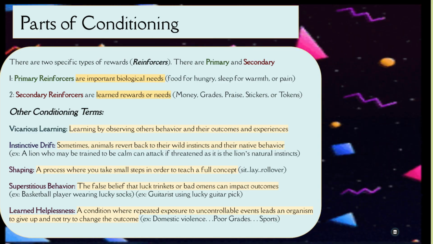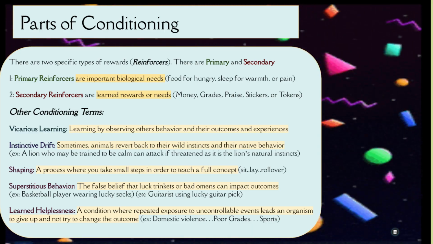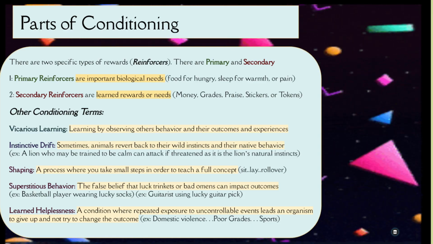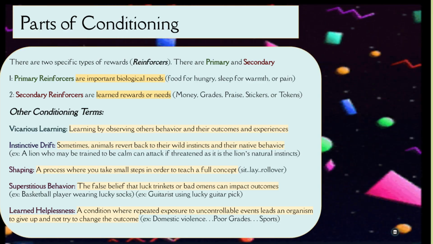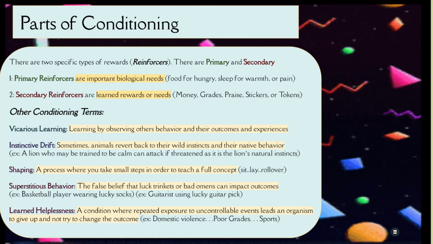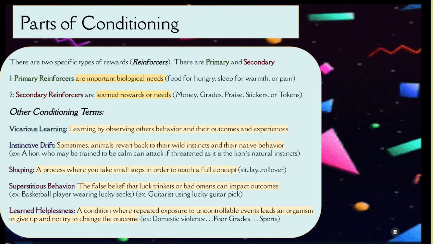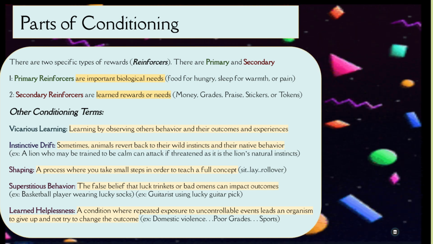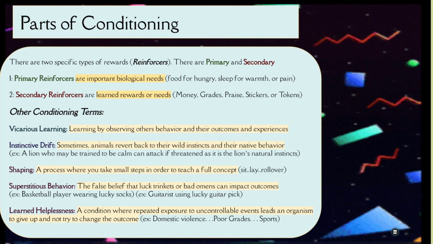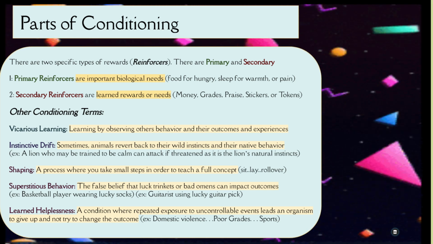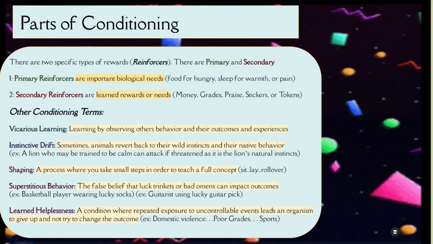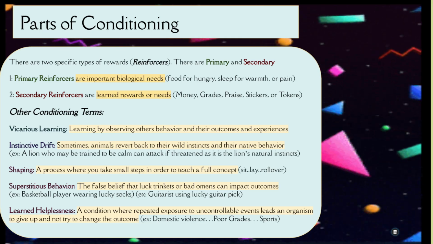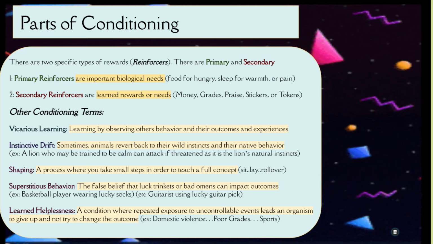Then we have learned helplessness, which is our last term. This is a condition where after repeated exposure to trying to either stop or change uncontrollable events, an organism just gives up and tries to no longer change the outcome. We see this in things like domestic violence, poor sports, and grades. If you've been trying to change your outcome in math classes and it does not work over and over again, some people are going to keep trying and the outcome can change. Other people might just give up and fall into almost like a stereotype threat at that time.